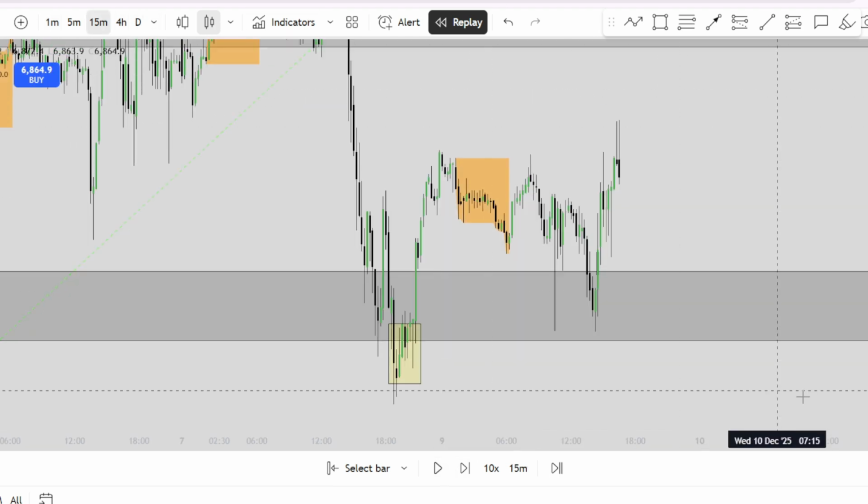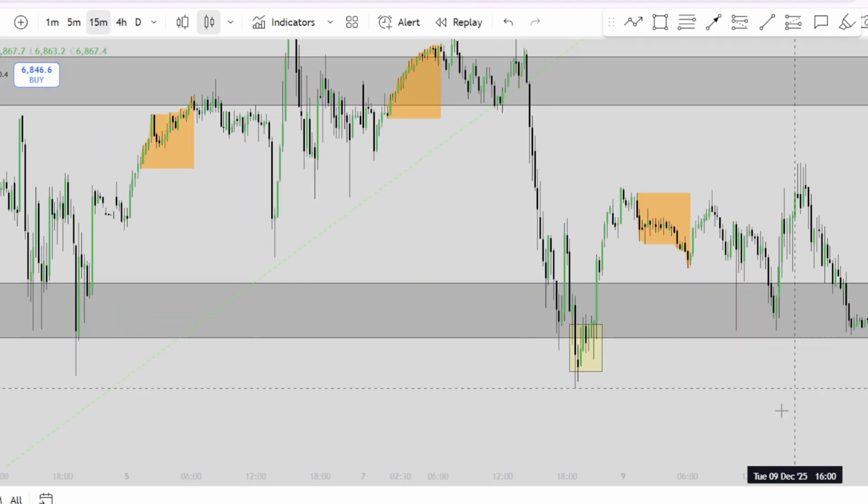So this is a quick overview as to how you can use the opening range breakout with order flow, right?